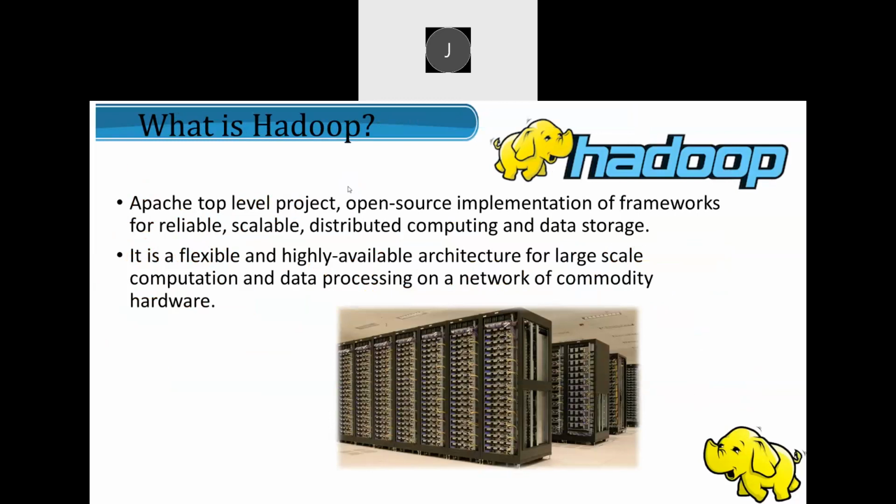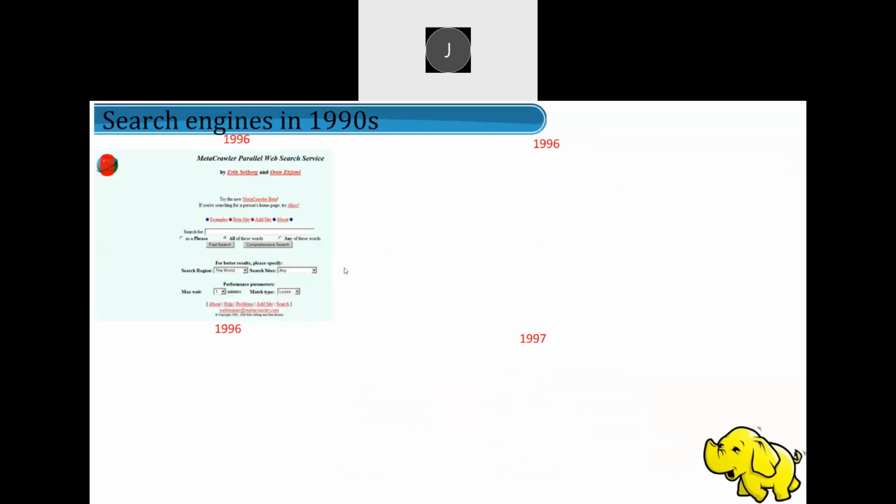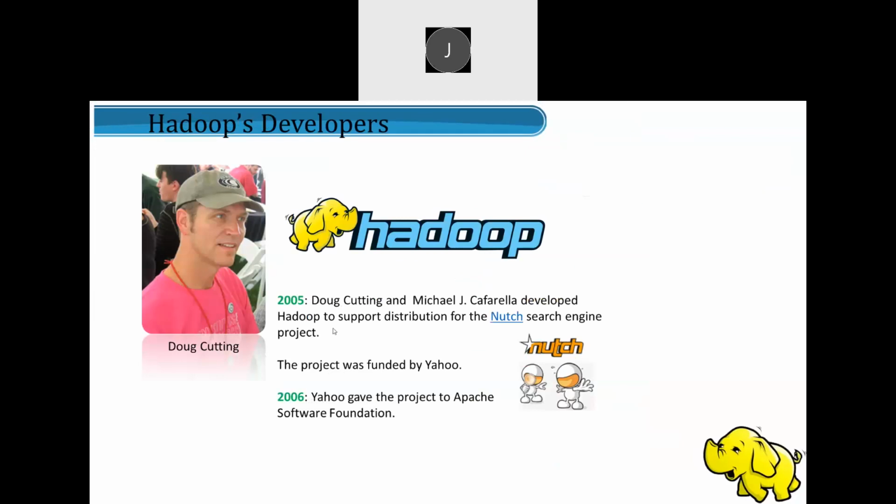Okay, so that's when Hadoop came into the picture, to work with a large, huge amount of data. The solution for working on a huge amount of data is Hadoop. It is a top level project, okay? First, it was started by two people, Doug Cutting and Mike Cafarella. They developed a search engine, Nutch.